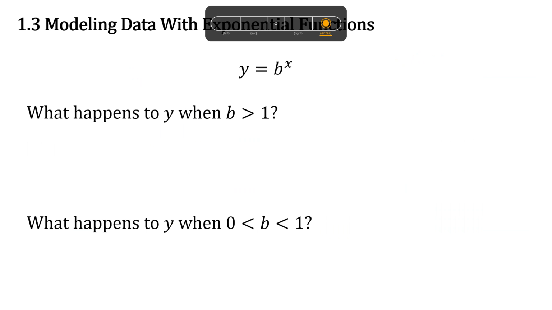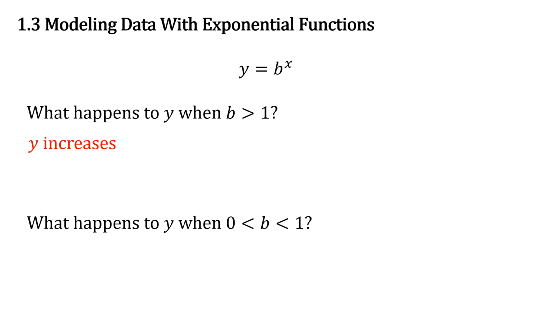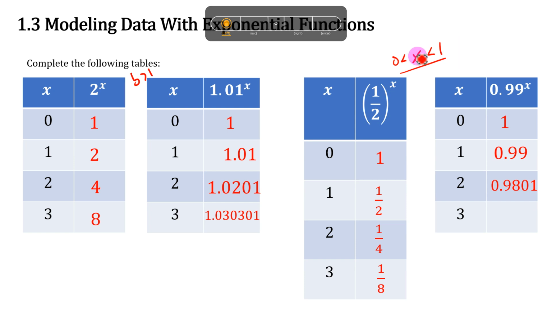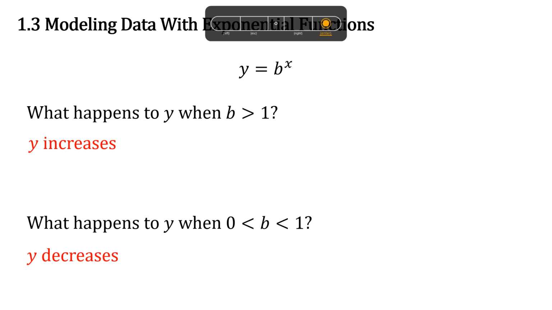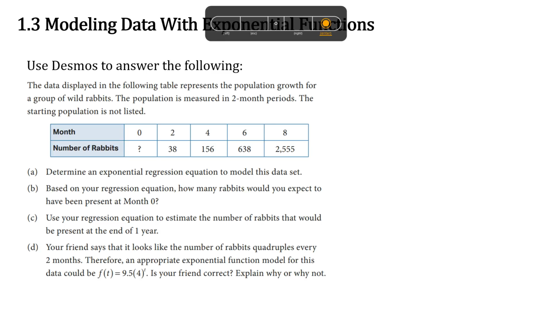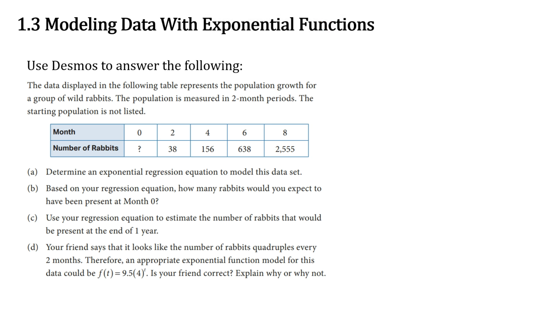So when b is greater than 1, y increases. When b is between 0 and 1, y decreases. By the way, I'm sorry, I messed that up here. This should be b, the base. And so when b is greater than 1, we have exponential growth. When b is less than 1, we have exponential decay. Getting smaller and smaller.